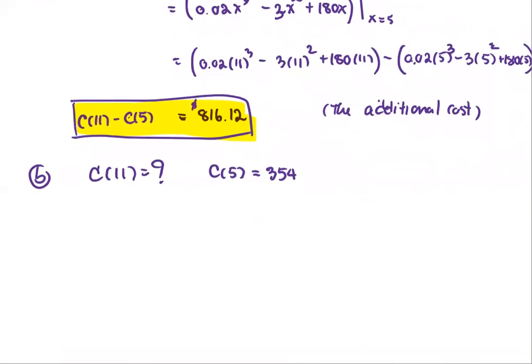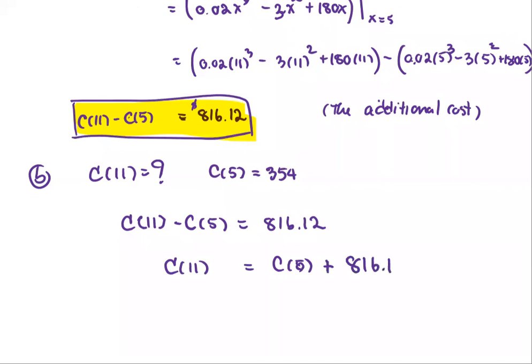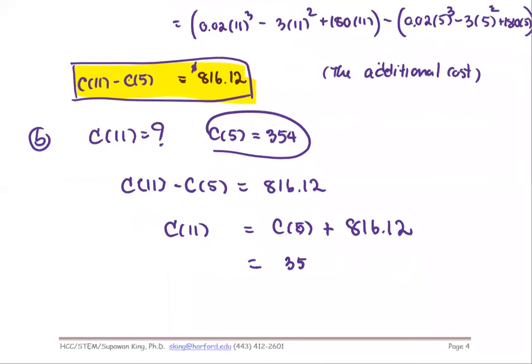From what we have from part A, the additional cost, which is the difference of the cost of producing 11 items and the cost of producing 5 items, is 816.12. Therefore, the cost of producing 11 items is the cost of producing 5 items plus 816.12. And the number for the cost of producing 5 items is 354. So we're going to add 354 to 816.12, and the number will come out as 1170.12 as the cost of producing 11 items.